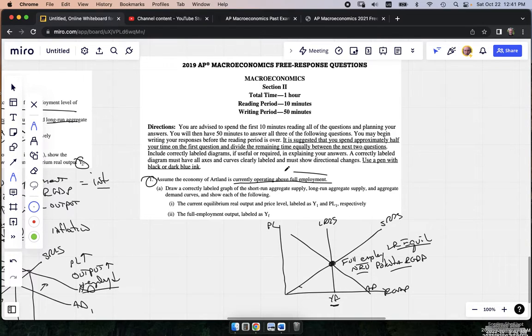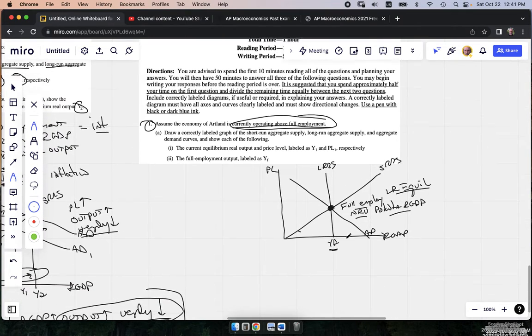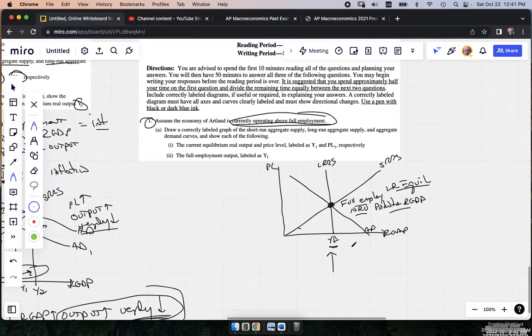Our output is greater than full employment. Well, think about that for a second. If that's full employment, we have to have output over on this side, right? It's got to be greater than our full employment. So that's just letting us know that we've got an inflationary gap.